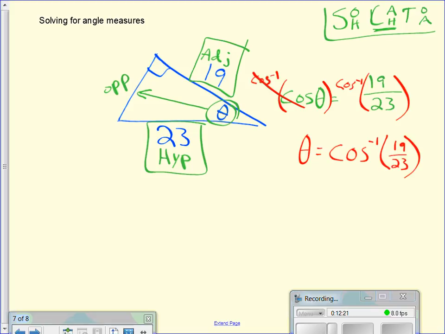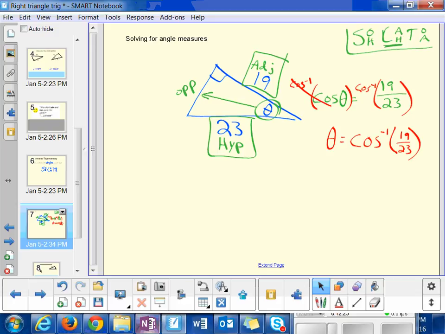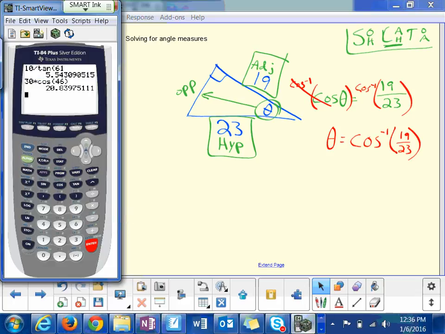Last step, let's see how we plug it into our calculator. All right, pull it up. Let's clear that other junk away. I want cosine inverse, so I hit second cosine. Now, your calculator might be a little different, but you want to look for that -1 above your trig functions. And then type in 19 divided by 23, close parenthesis, make sure you do that, enter. And we've got an answer. Look at that. These ones are nice and easy and generally pretty quick.